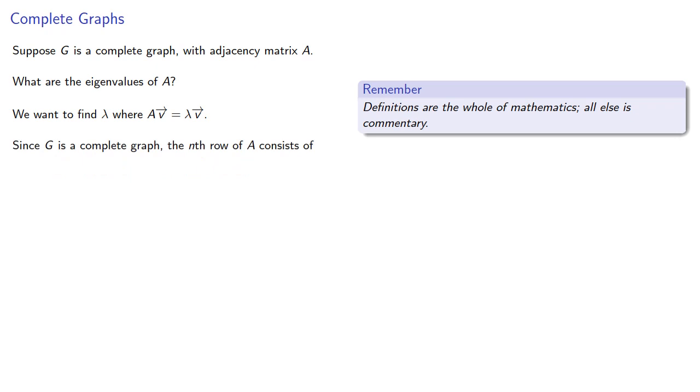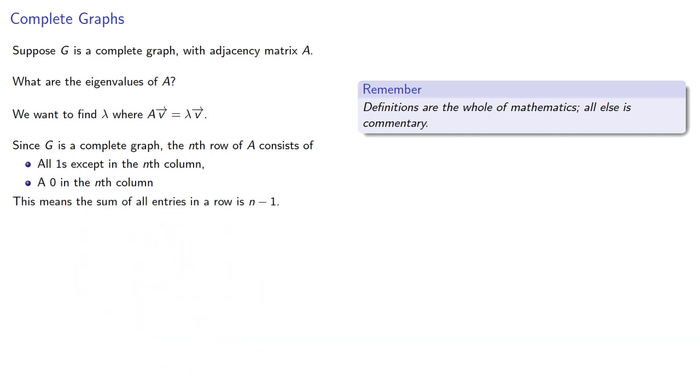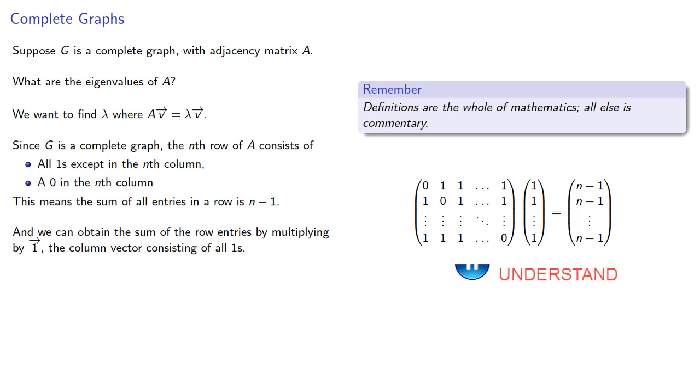Now, since G is a complete graph, the nth row of A consists of all ones except in the nth column, where there is a zero. This means the sum of all entries in a row is n minus 1. And we can obtain the sum of the row entries by multiplying by 1, the column vector consisting of all ones. So if we multiply our adjacency matrix by the column vector consisting of all ones, we get a column consisting of all n minus 1s.